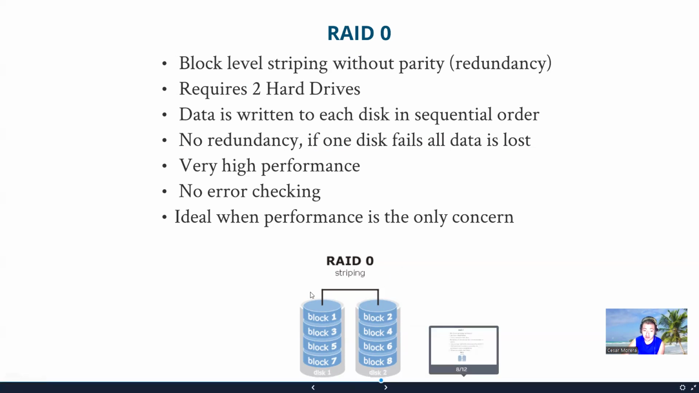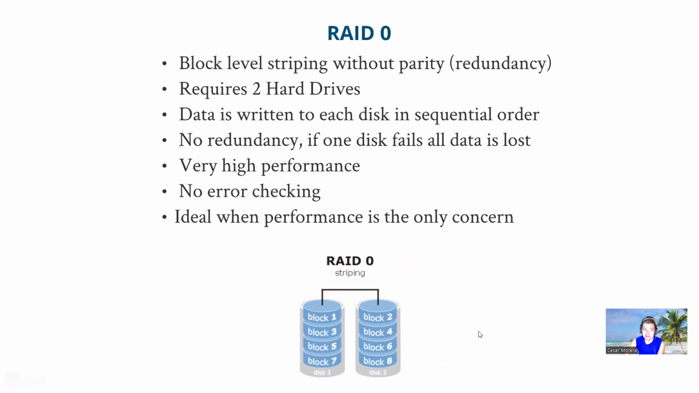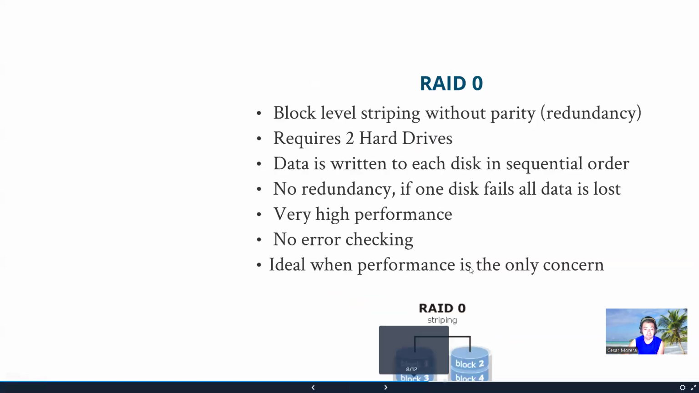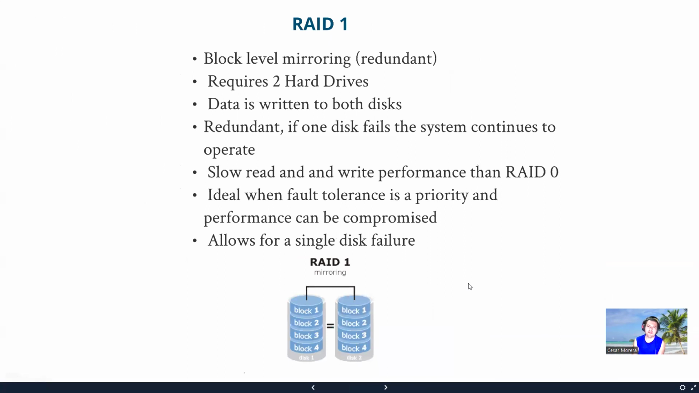Okay, so we are talking about RAID 0. In this case, if one disk fails, the data is lost and there is no redundancy. Now let's continue with RAID 1.